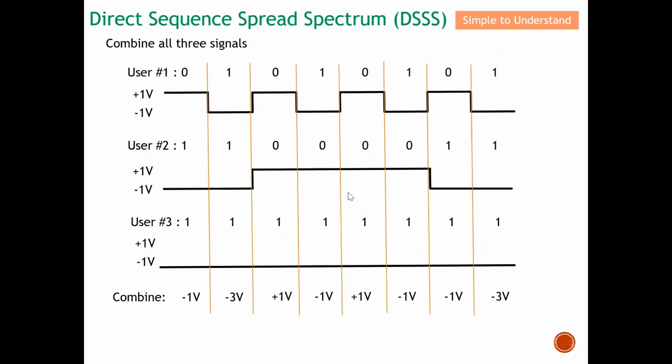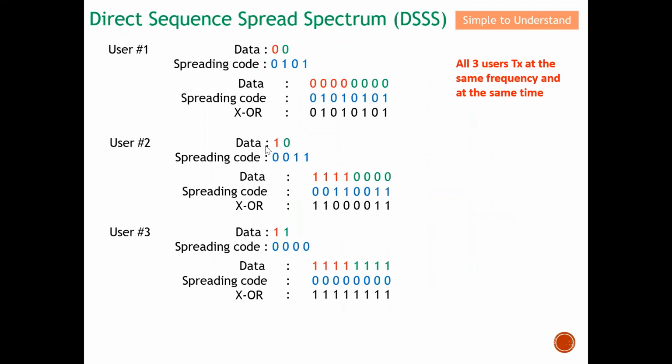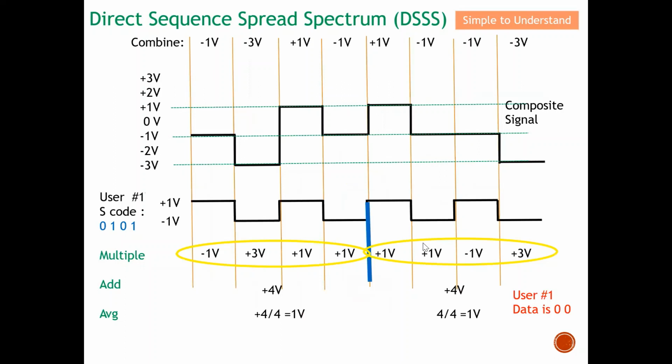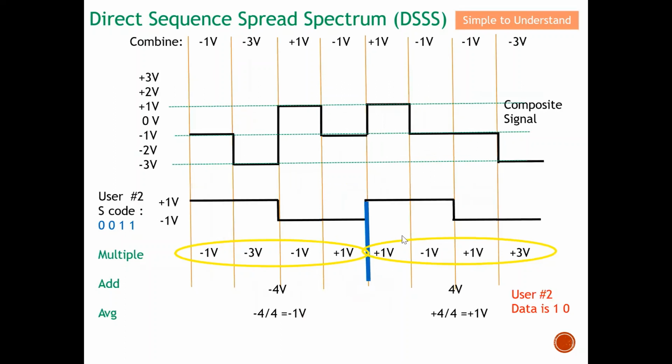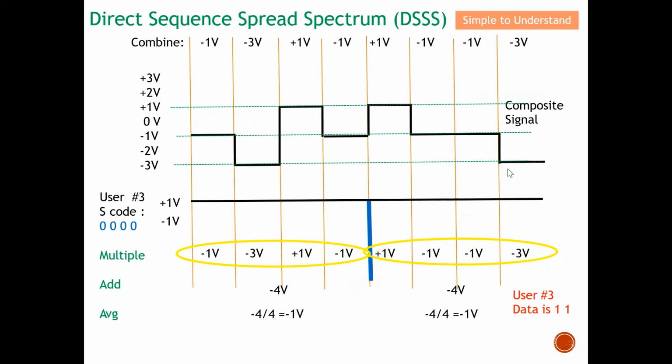Okay, let's verify the result. User 2 is 10. Can you see over here? What I did is I just knew my spread code, and I can actually recover the user 2 message. Same for user 3.